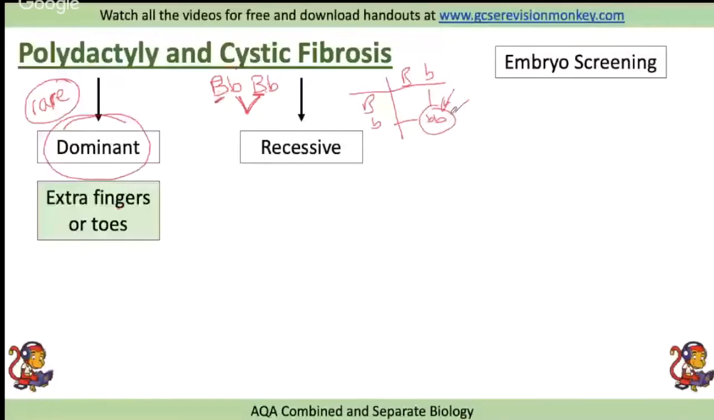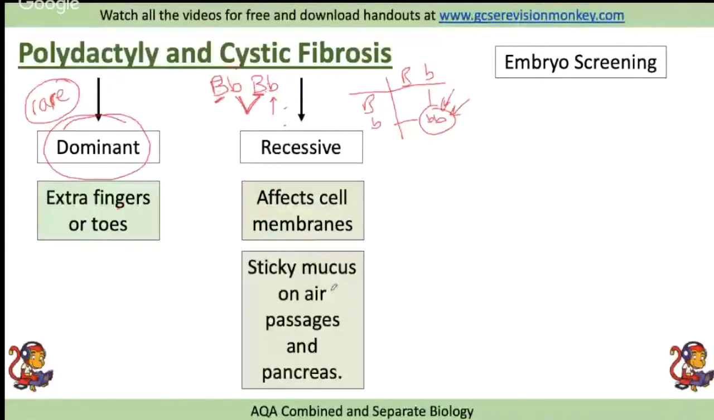So sometimes two parents have a child and they have no idea that they are carriers of this recessive allele. It means they're carrying it, but they're not expressing cystic fibrosis. So it's a recessive one. It affects cell membranes, so it disrupts the function of cell membranes. So it causes sticky mucus to build up in air passages and the pancreas as well.